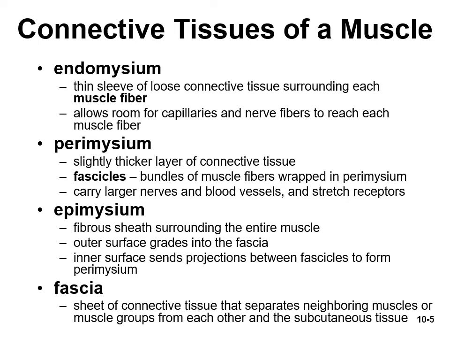So again, the endomysium is the connective tissue that surrounds each muscle fiber. Remember that a muscle fiber is another term for a muscle cell. The endomysium allows room for capillaries and nerve fibers to reach each muscle cell. The perimysium is a slightly thicker layer that wraps around the fascicles, and then the epimysium is the fibrous sheath that wraps around the entire muscle. The epimysium is what is continuous and grades into the fascia. The fascia is connective tissue that separates neighboring muscles and is continuous with the tendons or ligaments.